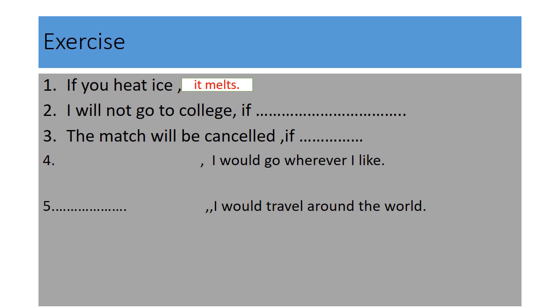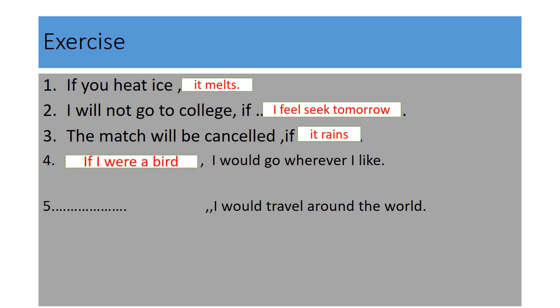Number 2, I will not go to college if I feel sick tomorrow. Here in the main clause we see the future indefinite tense, so it is in present indefinite form. Number 3, the match will be cancelled if it rains. Here again the main clause is in future indefinite tense, so the if clause is in present indefinite tense. Number 4, dash, I would go wherever I like. The answer is, if I were a bird, I would go wherever I like.